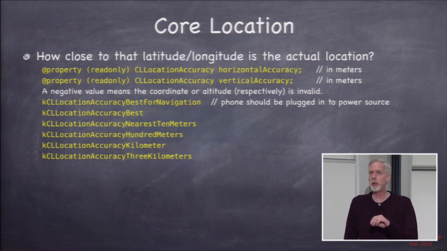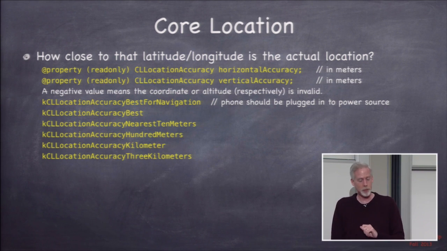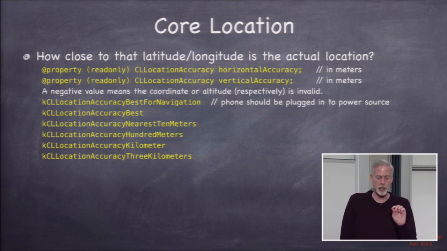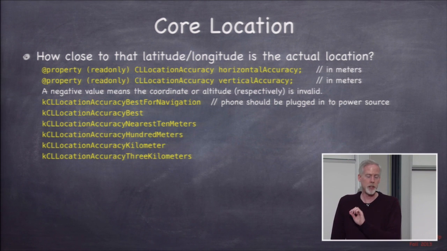Now, it only works for public Wi-Fi nodes, but at Stanford, these Wi-Fi nodes are all well known, so it knows where you are. You specify this accuracy using one of these kCLLocationAccuracy constants. There's best for navigation. That kind of accuracy is going to use your battery because it's constantly doing GPS, so that would be only if your phone is plugged in, like in your car, plugged into the cigarette lighter or whatever.